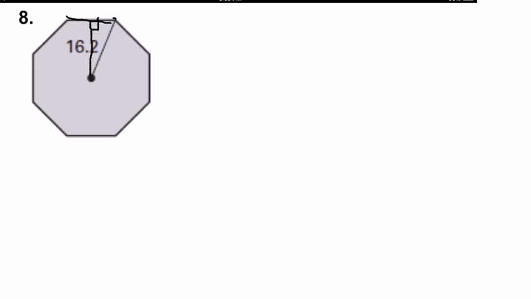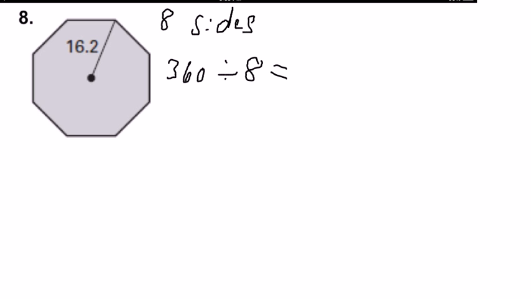All right. So one of the first things I'm going to do is count the number of sides. So 1, 2, 3, 4, 5, 6, 7, 8. There are 8 sides to this. This is an octagon. I'm just going to write that down in case I forget. And so I'm going to do 360 divided by 8, and that equals 45.